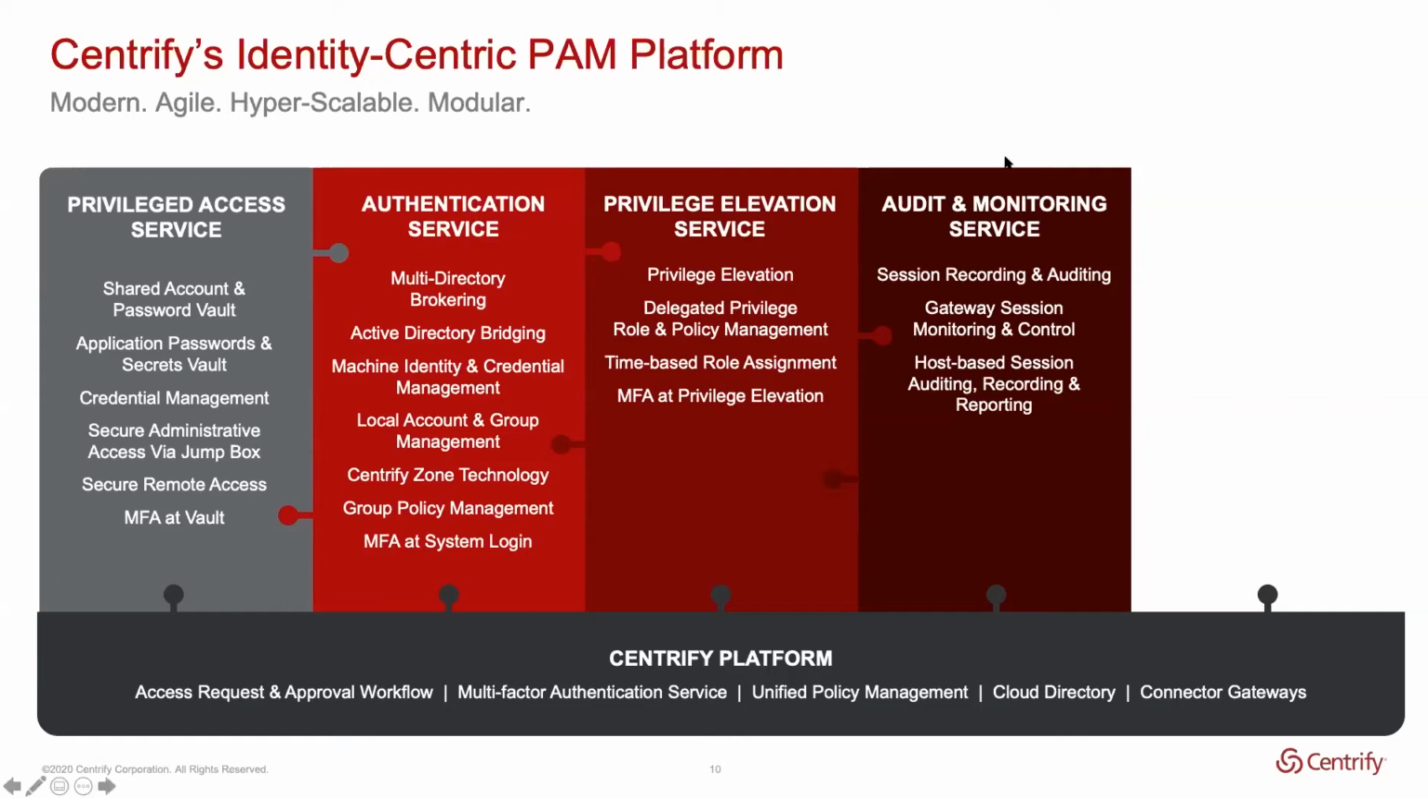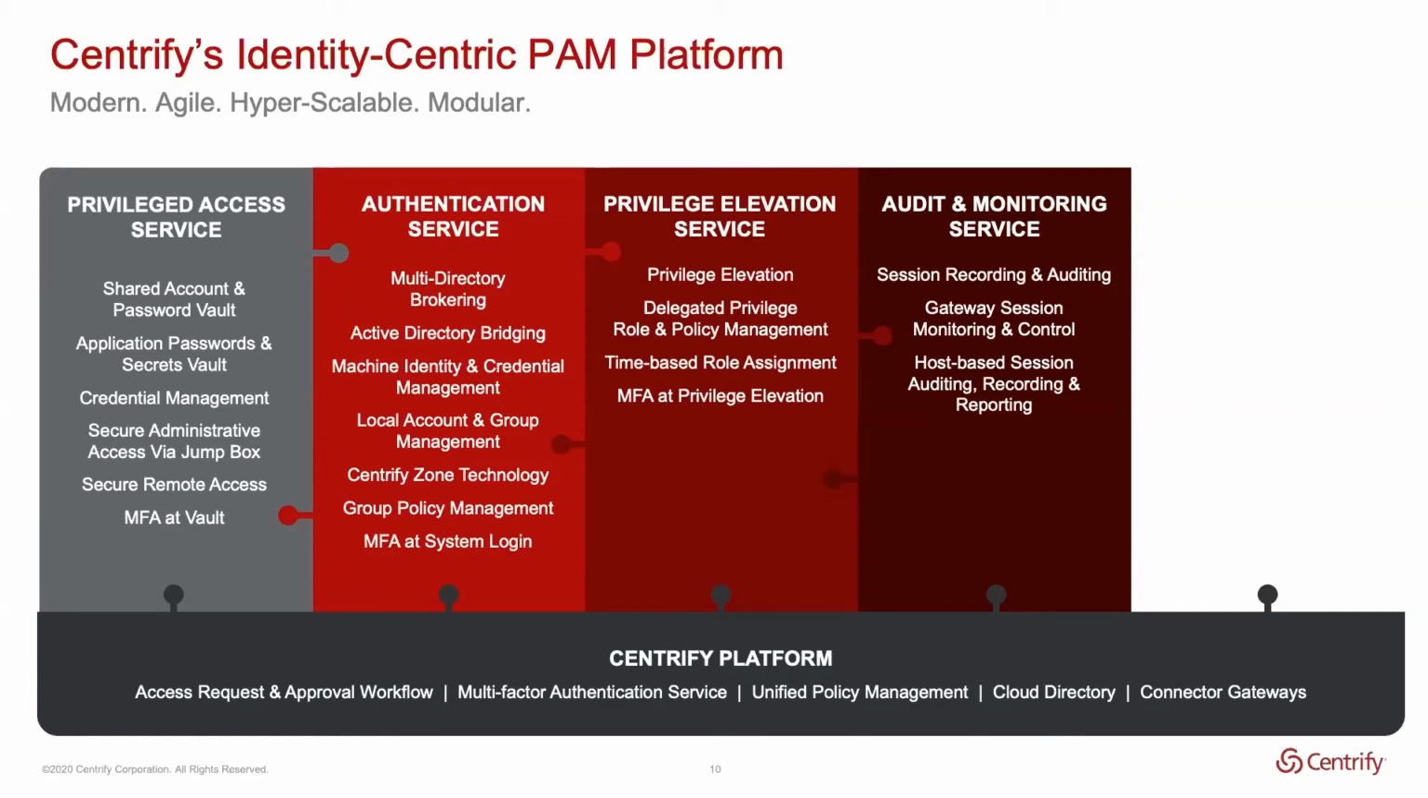When you have the audit and monitoring service in conjunction with the privilege elevation service, you can actually disable someone's ability to elevate their privilege if they've manipulated or circumvented or disabled the audit and monitoring service, right? If they've turned off session recording, you can prevent them from raising their privilege, right? We want to make sure they're not trying to cover their tracks.